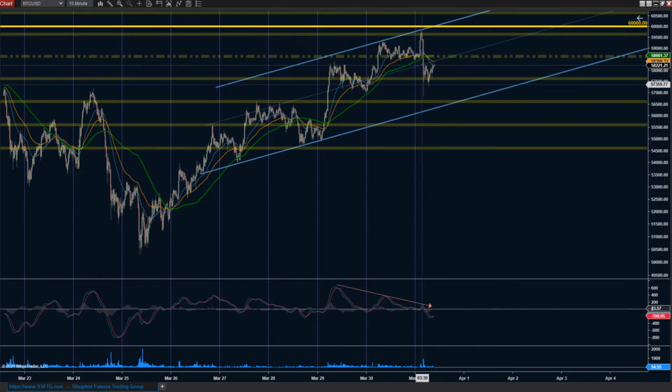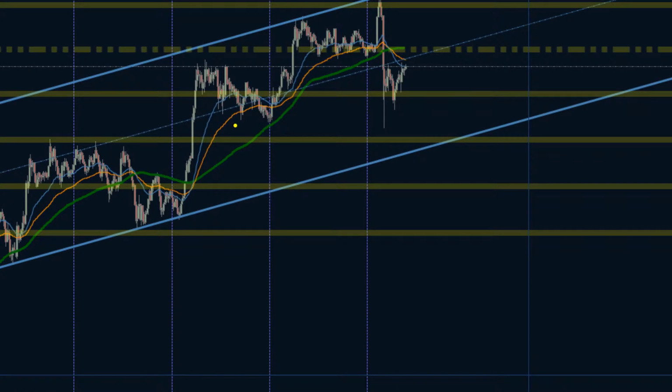So these are some very obvious points of interest that are spiking back. And where are they spiking back to? They're spiking back to the last major swing where everybody had their stop.